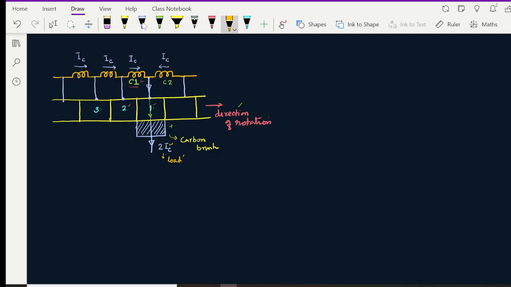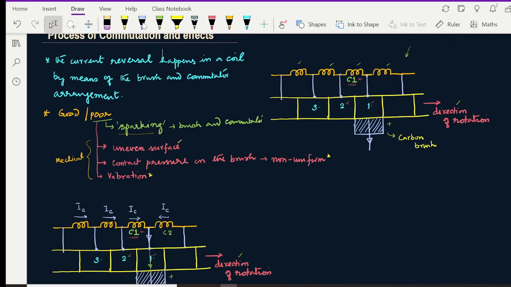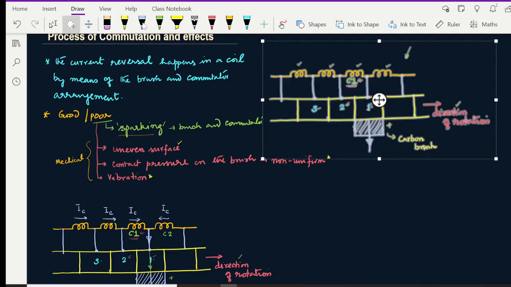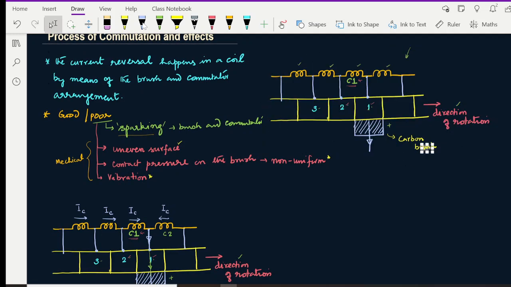So it means if you are not changing any load condition at your terminal, then this 2IC is expected to be retained. Don't forget this condition. This 2IC ejected from this particular brush is retained to be constant if at all you are not disturbing the load. So that is another assumption we made. Now let us move further. What we are going to look at in the next immediate picture is the movement of armature, and because of that movement, what are the changes we are going to look at.